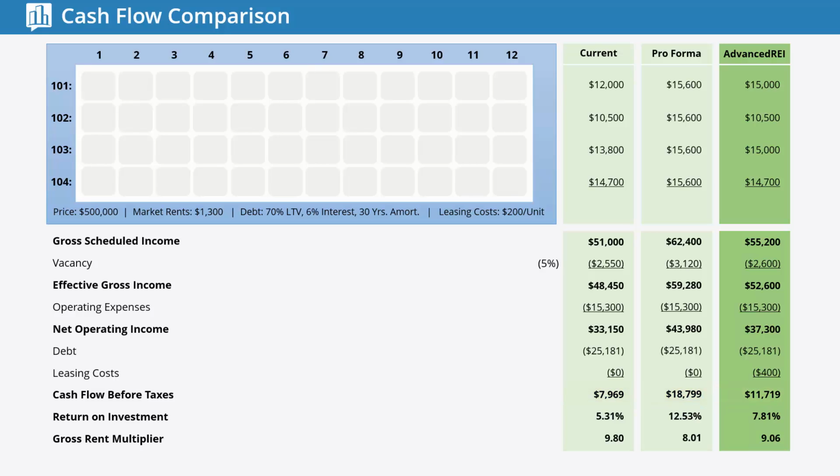The end result is AdvancedREI's cash flow model is valuable to investors because they're able to make intelligent investment decisions by modeling real-world operations. While on the other hand, the current and pro forma cash flow model is actually harmful to investors because they're risking capital based on rough estimates and far-fetched forecasts.